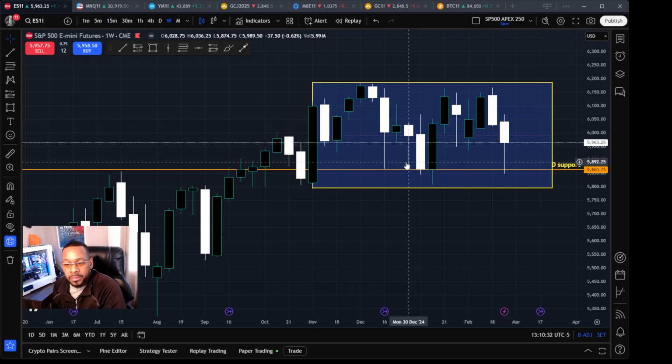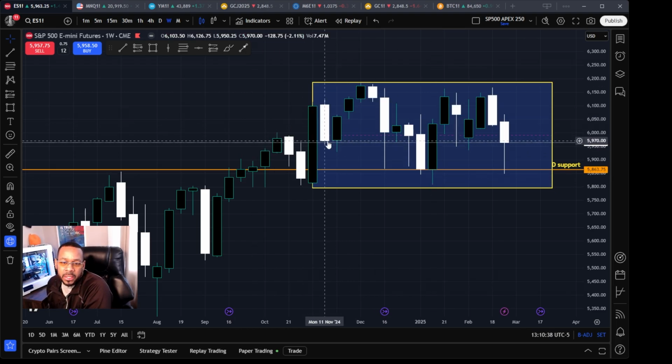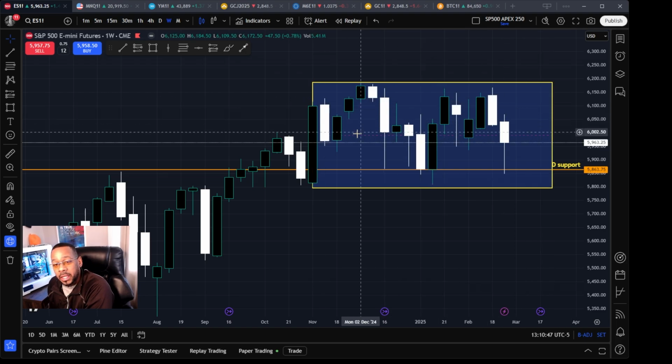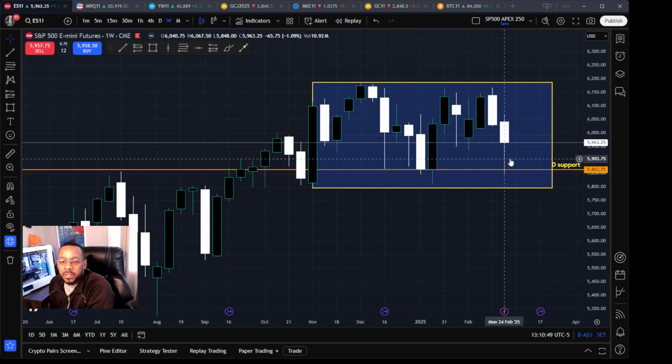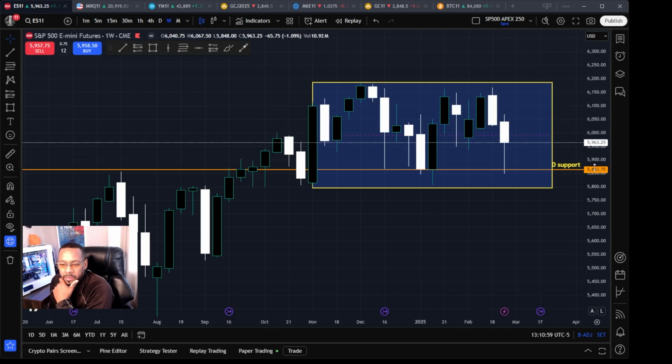Even with how this is set up, I would say this is a new low. It did not break this structure overall. That's why I say it's consolidating, so still within this range. S&P has been looking real rough. This is our 50% mark from this range.